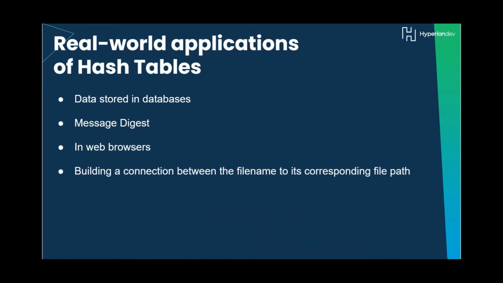And lastly, in our computers we have various files stored. Each file has two very crucial pieces of information, that is, the file name and file path, in order to make the connection between the file name and its corresponding file path, which makes use of hash tables.